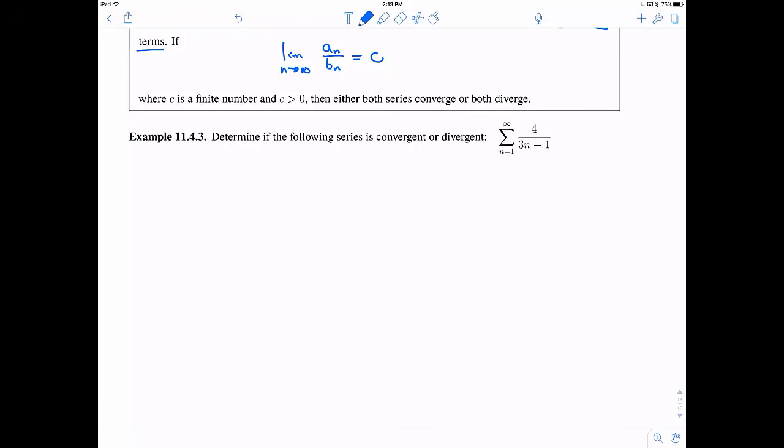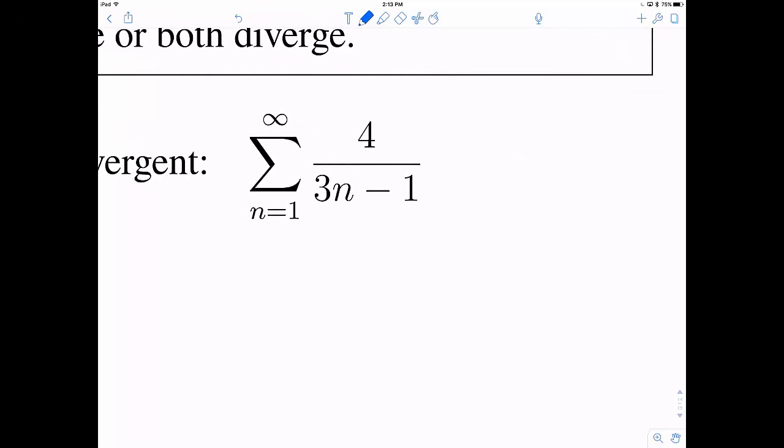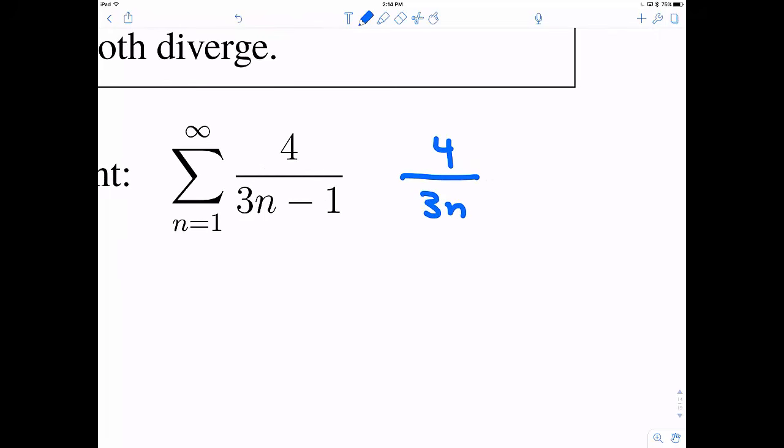All right, so let's try to apply both the direct comparison test and the limit comparison test to this problem here. For the direct comparison test, let's stare at our series a little bit closer. I really would like that -1 not to be there. So I'd like to compare this thing to 4 over 3n. The reason why I would like to compare it to this is because I know that this actually diverges. This is 4/3 times 1 over n, and by the p-series test, I know that this thing diverges.